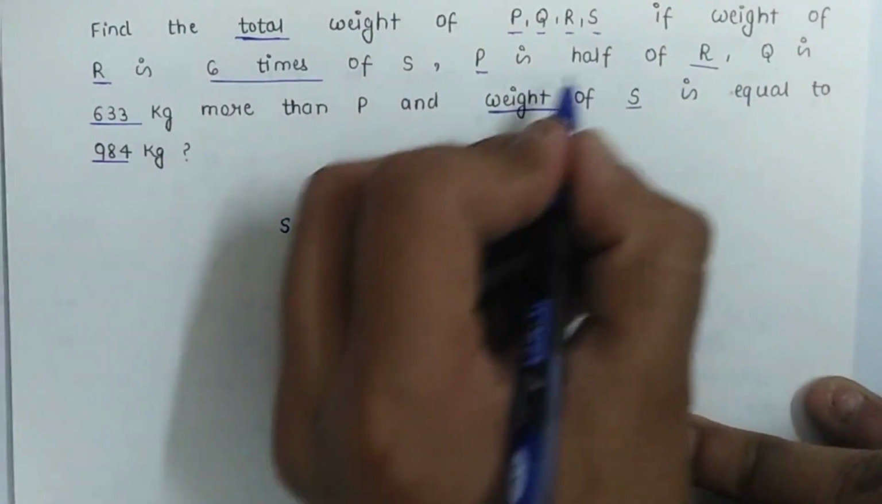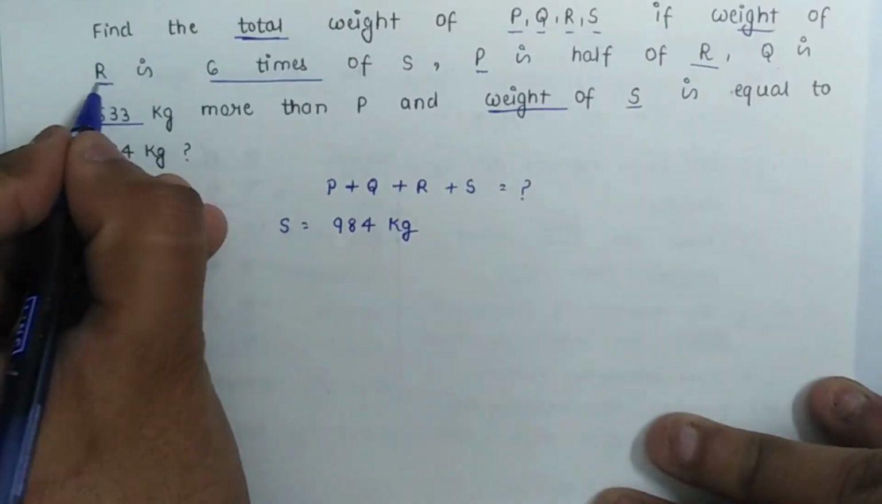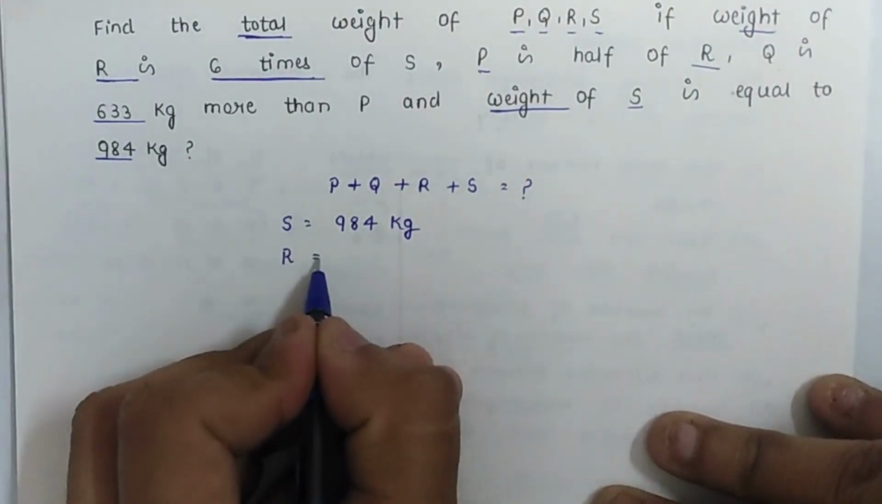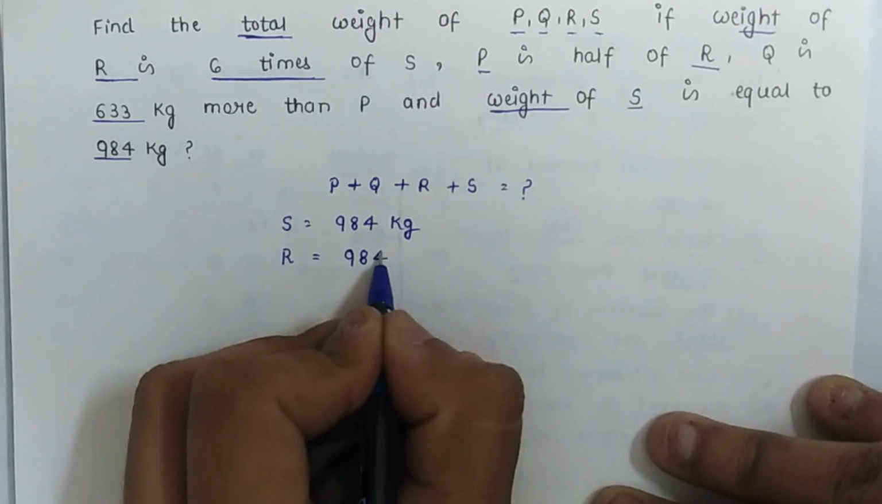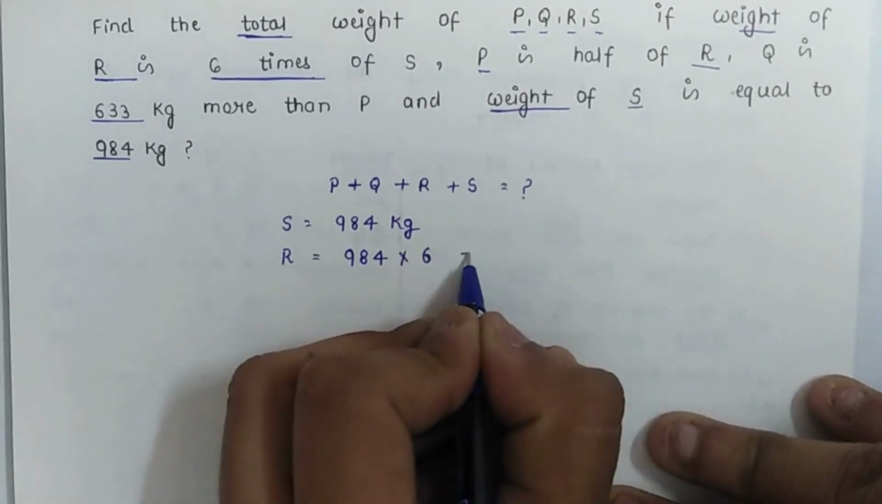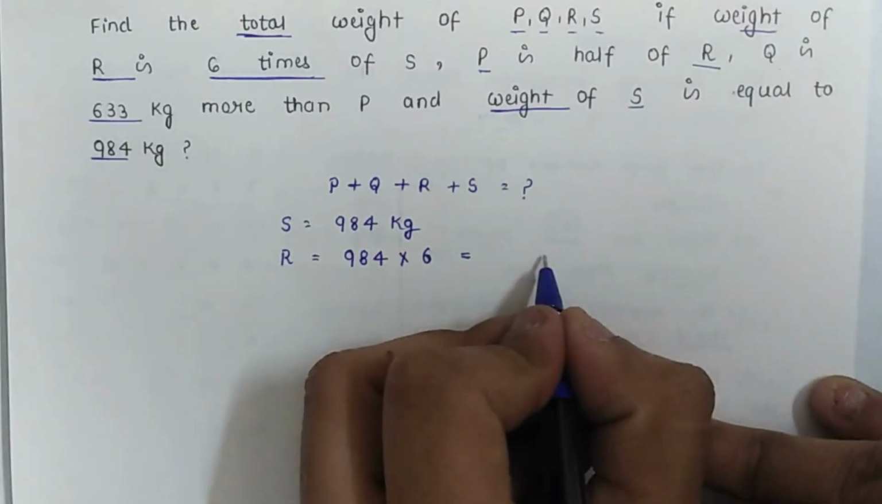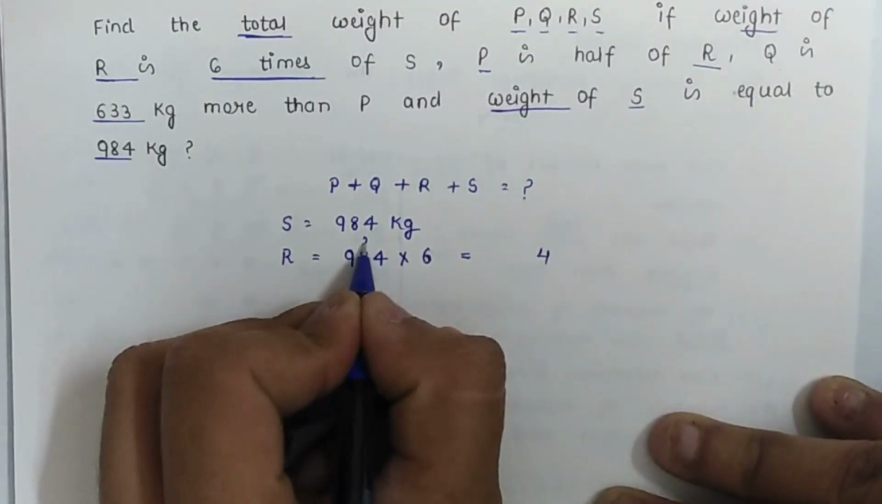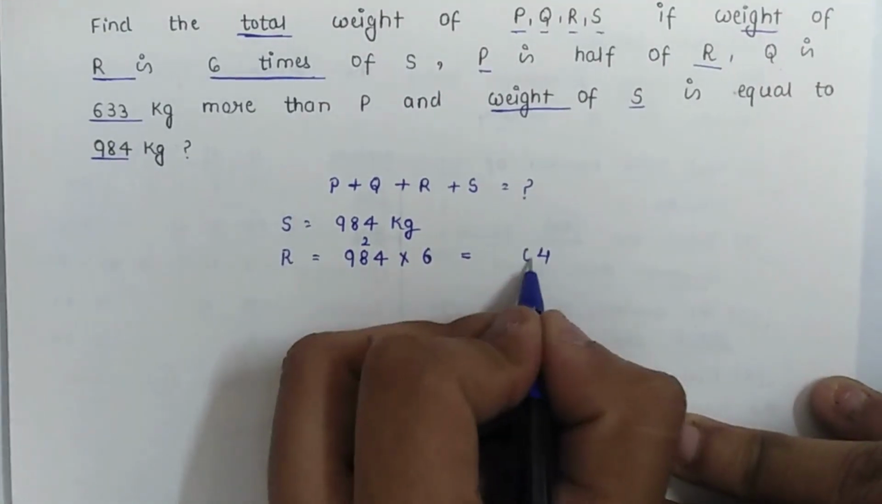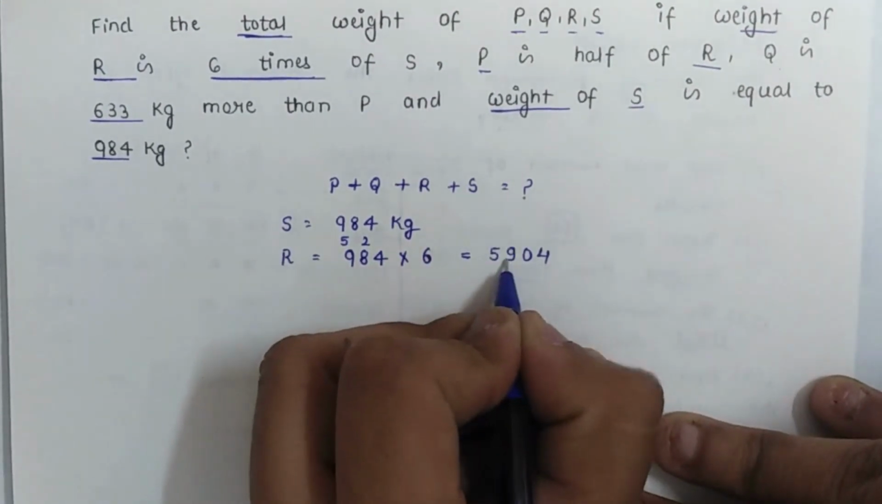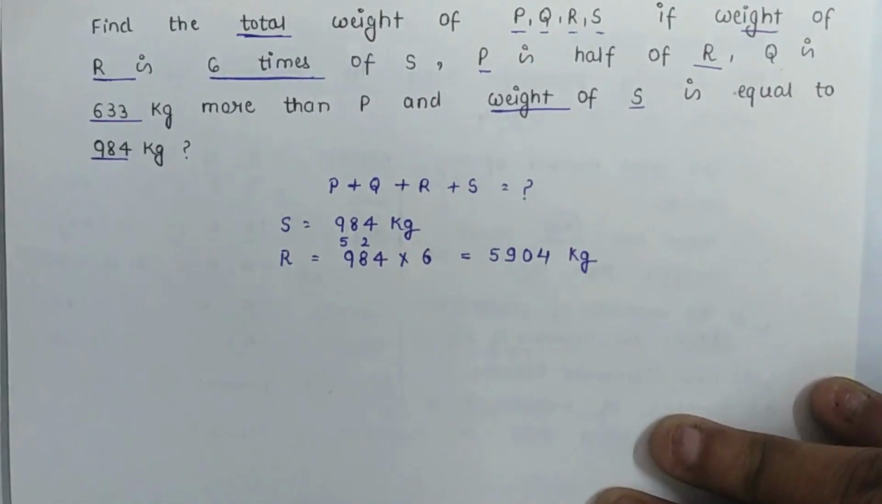And if you look at this statement, the weight of R is 6 times of S. So we can calculate the weight of R by multiplying 984 with 6. So let's do this. 6 times 4 is 24. 6 times 8 is 48, plus 2 is 50. 6 times 9 is 54, plus 5, 59. So 5904 kilograms.